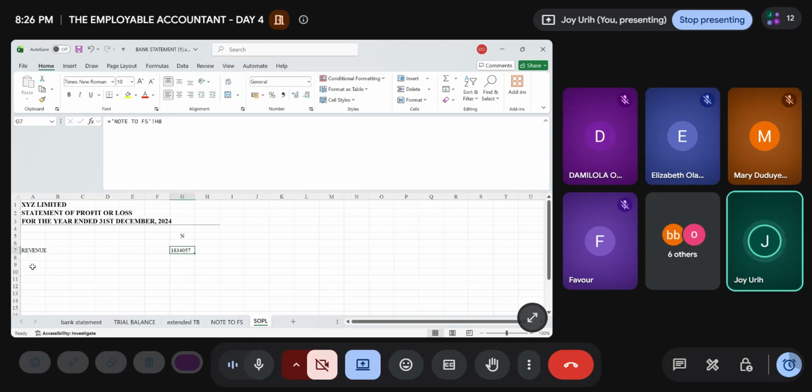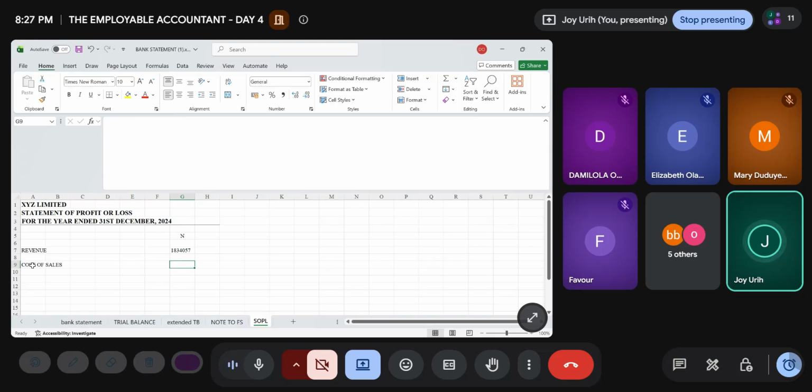So the next item is the cost of sales. You might not necessarily need to write "less" on the face of the account. Just put cost of sales, but you know you are going to reduce it, because the format for the statement of profit or loss is your revenue less cost of sales, you get your gross profit, and you less your administrative expenses and selling and distribution expenses, you get your net profit.